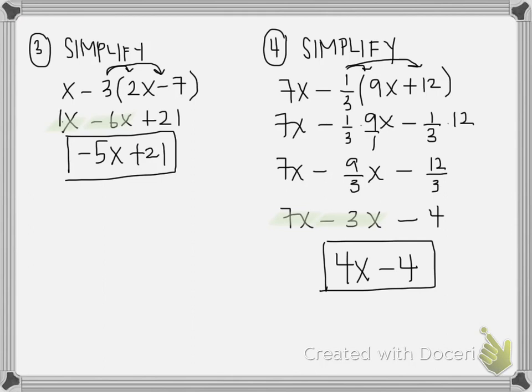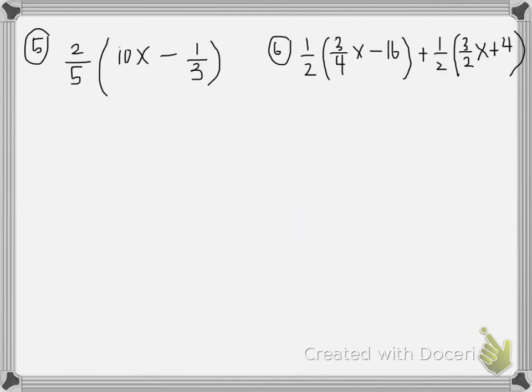Okay, let's try a few more. So here, we want to simplify. So we'll say 2/5 times 10x. So it's like 10 over 1, 2/5 times a negative 1/3. Okay.